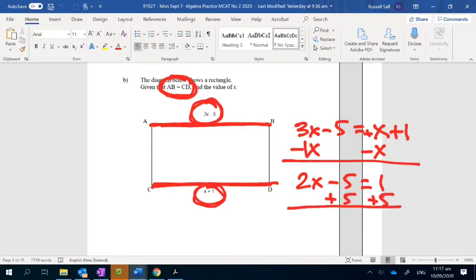Adding 5 to both sides, yeah? So they subtract away there. That gives me 2x equals what? 6. Is my x completely by itself then? No. It's connected to that 2 by what operation? Multiply.